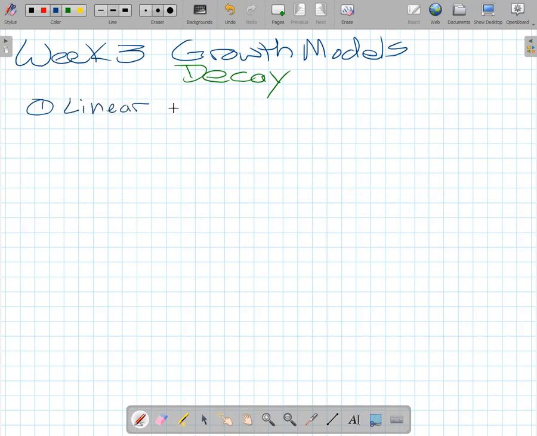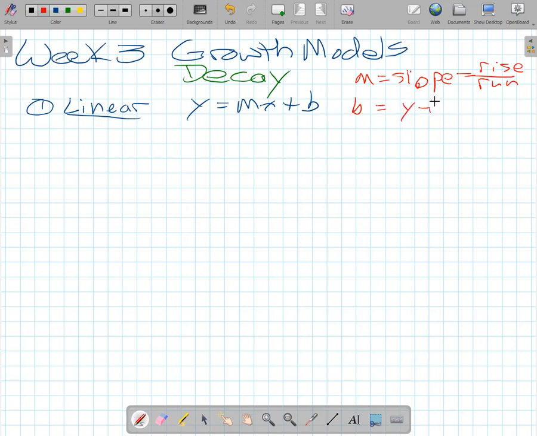And in your past life in math, you probably graphed lots of straight lines and looked at story problems. Linear type things, you might remember equations like y equals mx plus b, where m is our slope. We have rise over run. And then b is called the y-intercept. And we're going to pick these apart some more.